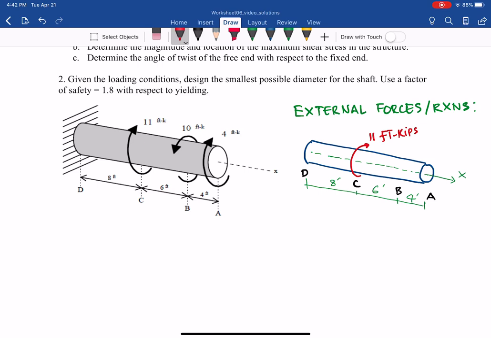At B we have a positive 10 foot-kips, and at A we have a negative torsion based on the right hand rule. How is the right hand rule used? Use your right hand, make the thumb go to the positive x-axis. Whatever direction the other four fingers rotate, that will be the positive torsion.